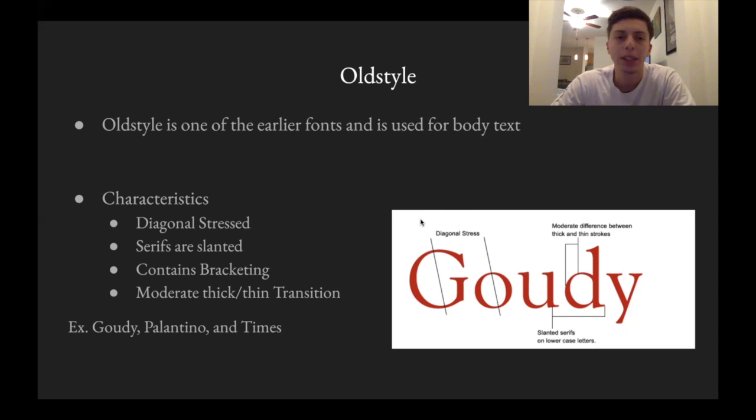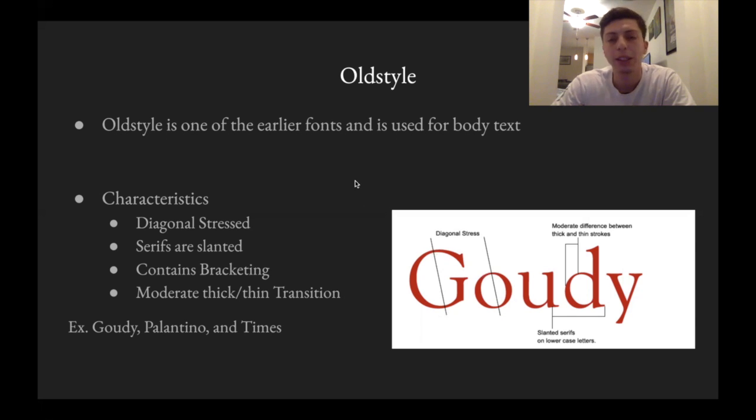Some of the characteristics of old style, one of the ones that stands out most to me is the diagonal stress. On the diagonal stress, I'm not sure if you can see my mouse right here, but this line that goes through the thinnest parts of the letter is actually diagonal. It even shows it right here as well. So that is what a diagonal stress means.